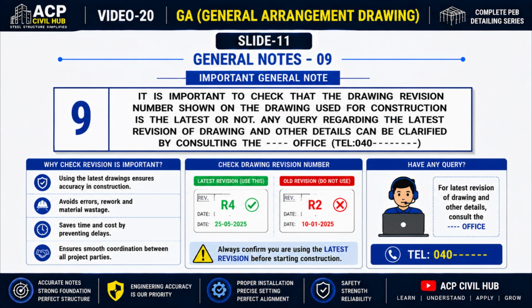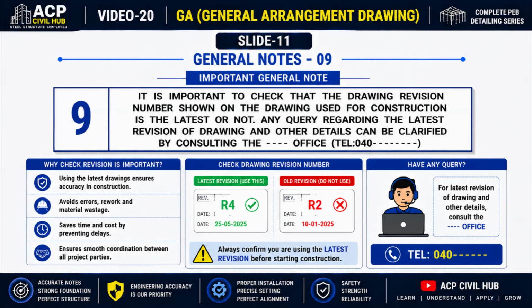Now let's understand General Note number 9. This note highlights one of the most important practices in every construction project. Always verify that you are working with the latest revision of the drawing. During a project, drawings are often revised to correct errors, update dimensions, modify connections, or incorporate client and consultant changes.